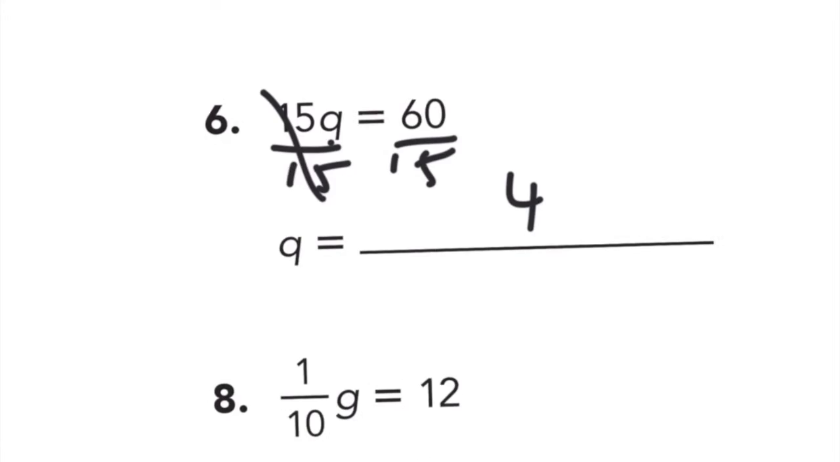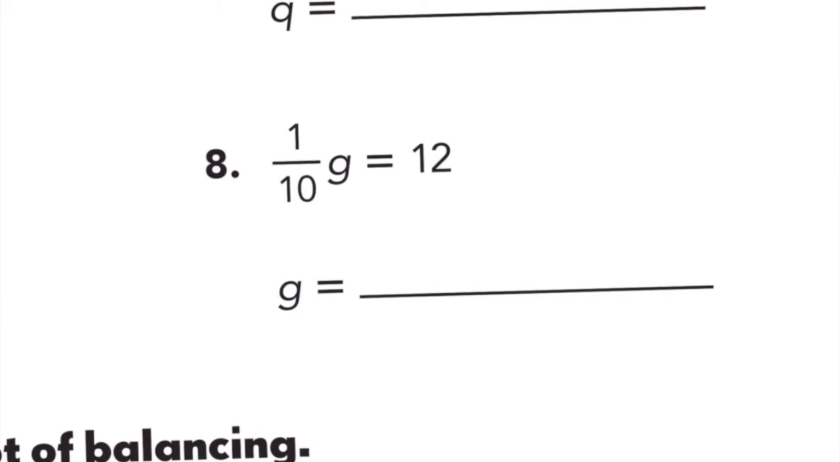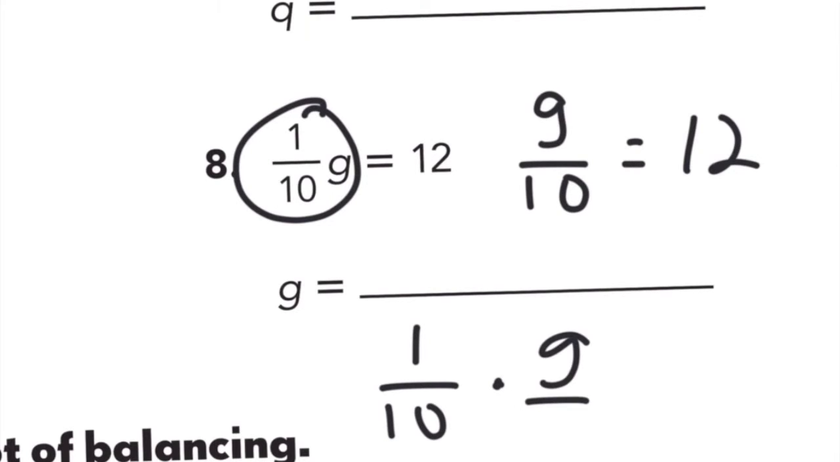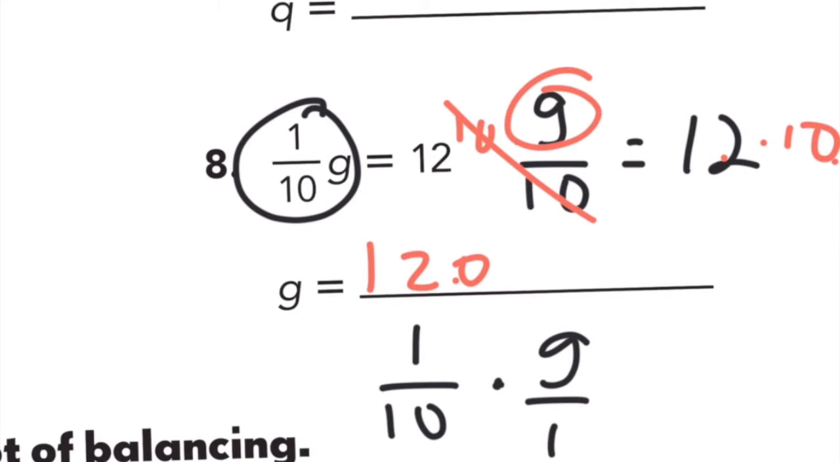Okay, so the tricky one here is the division. This is technically g over 10 equals 12. The reason why it's g over 10 is because it's 1 over 10 times g over 1. So what we're doing is dividing by 10. So what we need to do then is do the opposite, which means to multiply by 10. These cancel out, so g will equal 12 times 10, which is 120. And if you substitute 120 in for g, you'll see 120 divided by 10 is 12. So that works out.